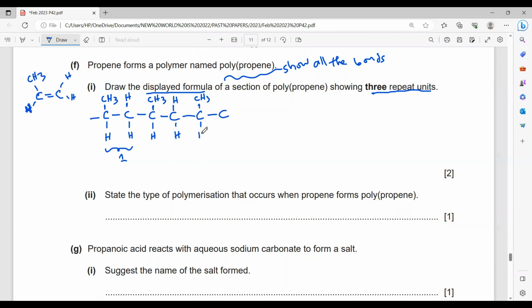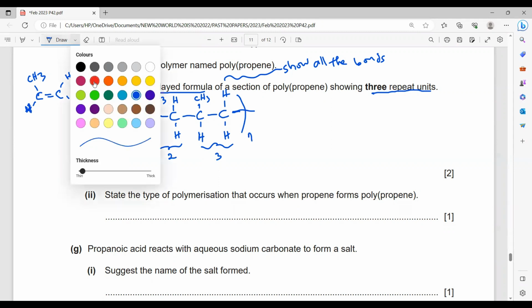CH3, H, hydrogen, hydrogen. So that's my polymer with 3 repeat units. So this is the second repeat unit. That's my polymer, right? Sometimes whenever we're writing the equations, we usually put n, and it's still acceptable.